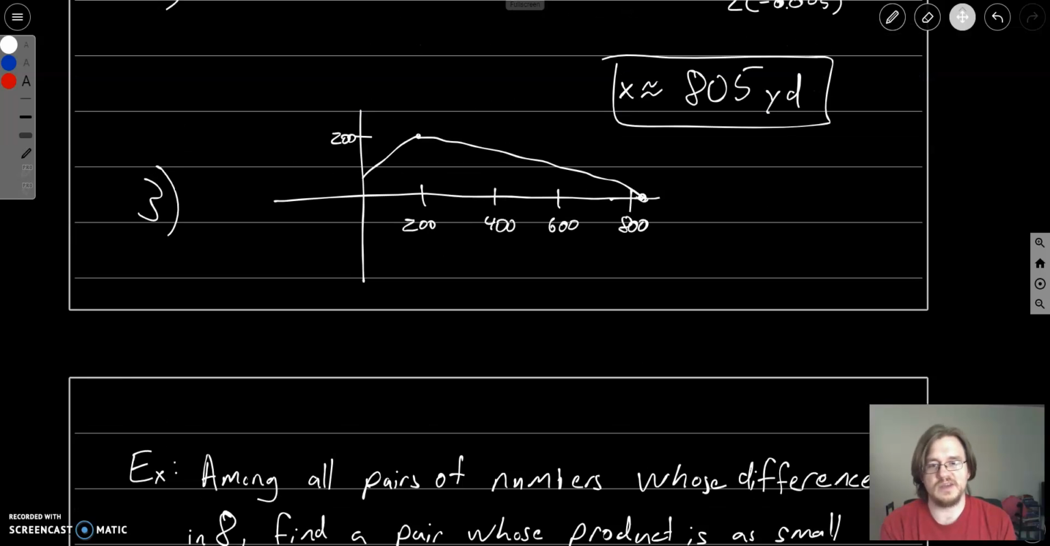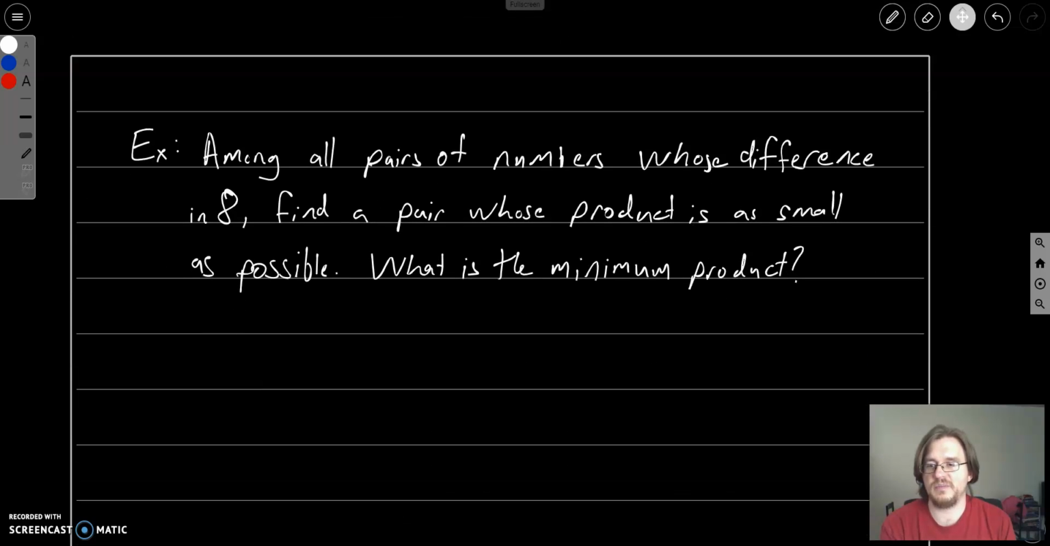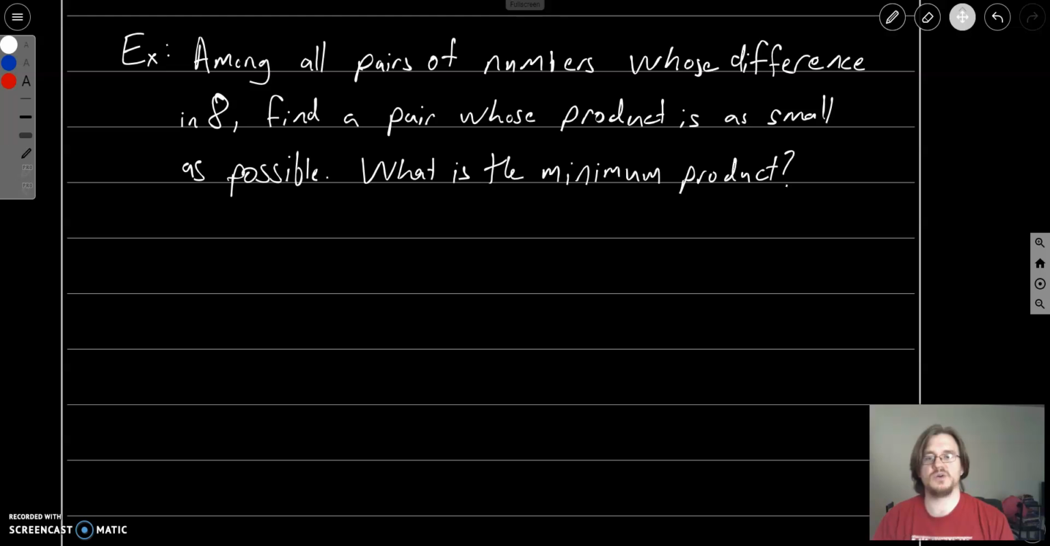So again, we can model physics using this, but then we can also do some more abstract things. So among all pairs of numbers whose difference is 8, find a pair whose product is as small as possible. What is the minimum product? Okay, so we're trying to find a minimum of something, and given the chapter that we're in, this is going to be for a quadratic equation.